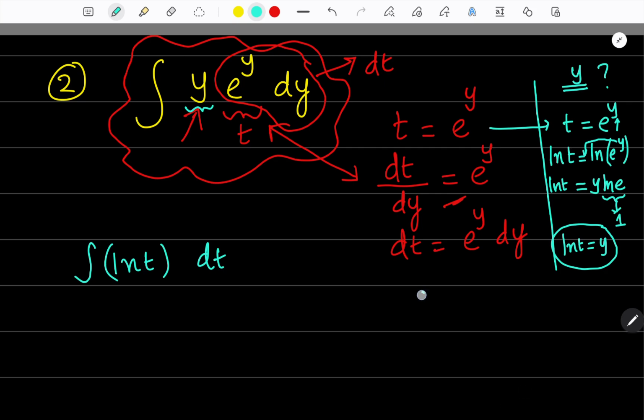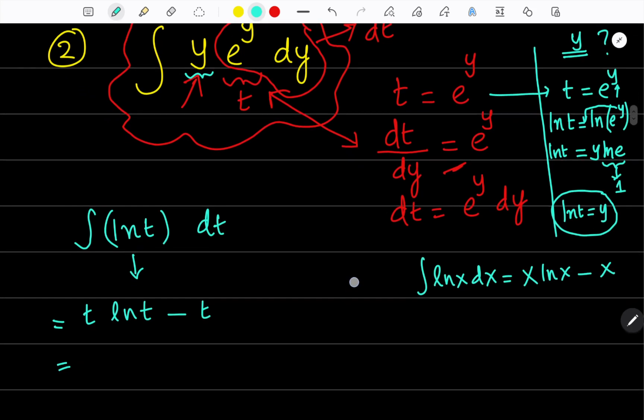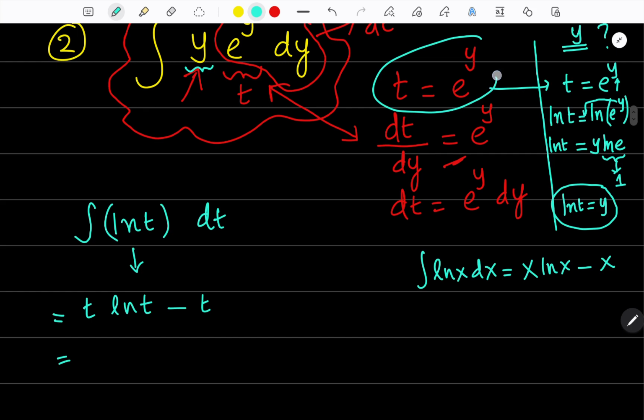So what did I teach you in the class? What is the formula for integral of ln x dx? Right. I told you that you have to remember this formula. x ln x minus x plus c, right? So this happens to be x, sorry, not x, t ln t, okay, minus t, right? So what is your t? Your t is your e power y, right? So this equals e power y ln e power y minus e power y.